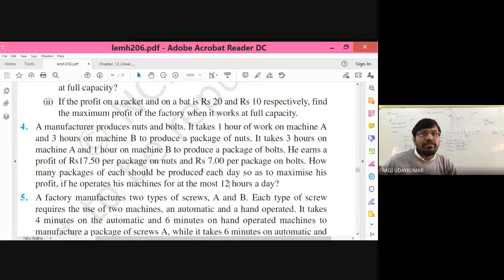That is nothing but if you consider the number of nuts as x and the number of bolts as y, machine A takes x, so on machine B we get 1 and 3. So x plus 3y less than or equal to 12. Next, 3x plus y less than or equal to 12 only. You are going to get two inequations like this. Did you understand the question?